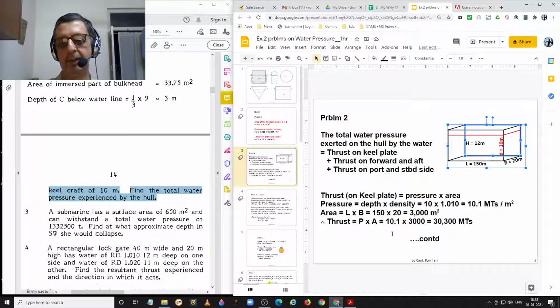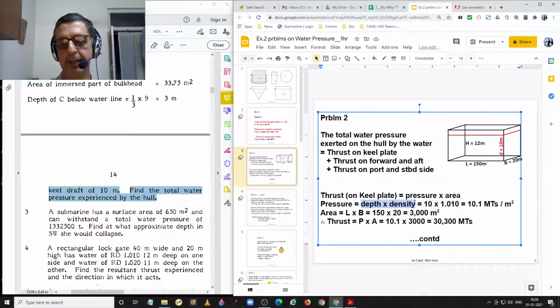So thrust on the keel plate, as we saw in problem number 1, is equal to pressure into area, and pressure is equal to depth into the density. Depth being 10 meters, that is the draft, and the density given to us is 1.010 in the problem. This works out to 10.1 metric tons per square meter.